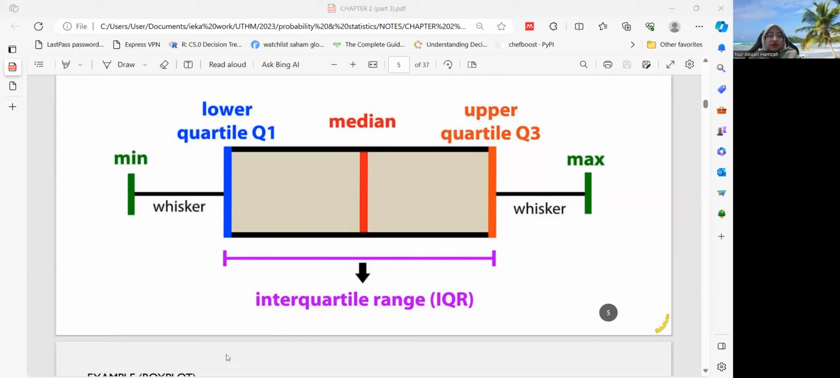This is the value of the minimum, and this is the value for the maximum. The minimum value goes to quartile 1, Q1, and then the max value goes to quartile 3, Q3, and the middle one is the median value. The distance from Q1 to Q3 is the interquartile range. This line is called a whisker. That's why some people use the name box and whisker plot.